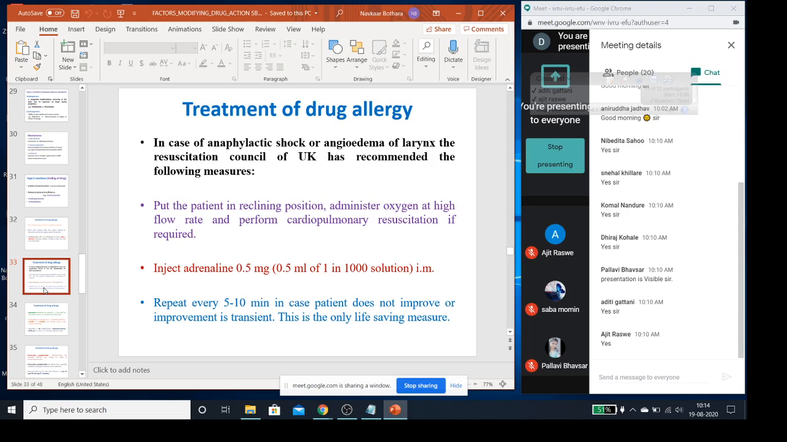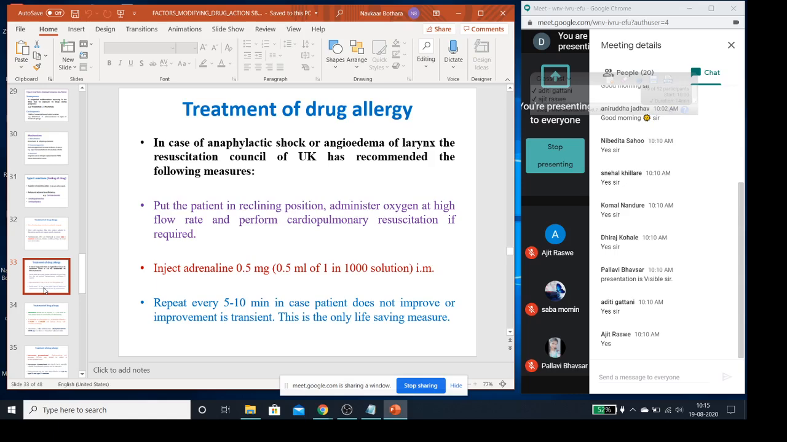So what other agents are we using in allergy, depending on the type of allergy? Anaphylactic means the first type of category, IgE mediated. If it is shock or angioedema of the larynx, the Resuscitation Council of UK has recommended the following measures: put the patient in a reclining position, administer oxygen at a high flow rate, and perform cardiopulmonary resuscitation if required. Adrenaline is used. Why is adrenaline used?